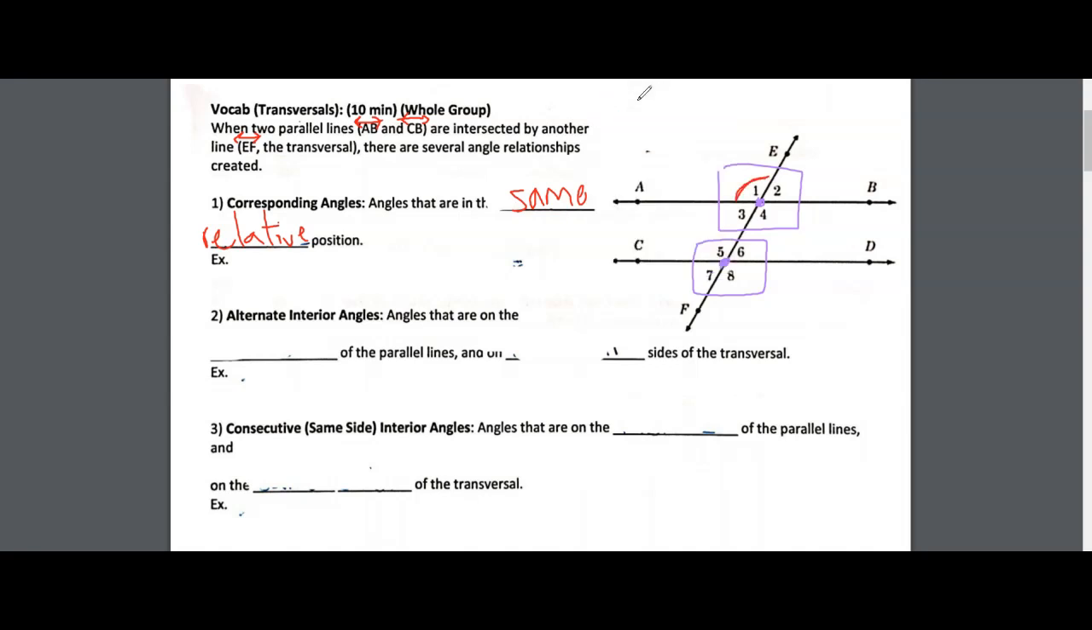If I pick an angle from either box, I'm going to pick angle 1. Okay, that's in the top left-hand corner of that upper set of angles, right? It's in the top left. So if I look at the bottom set, well, the angle that's in the top left there is angle 5. So angle 1 and angle 5 are a pair of corresponding angles.